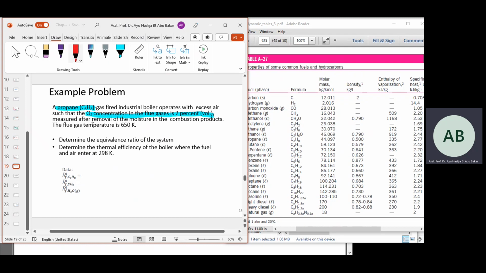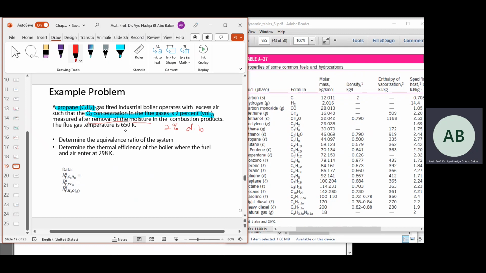So here it means after removal of the moisture. What do you understand from this? It is in dry basis. Okay, so this O2 composition in the flue gas is 2% dry basis. In this statement, it doesn't straight away mention dry basis. It mentioned after removal of the moisture. So it is in dry basis.